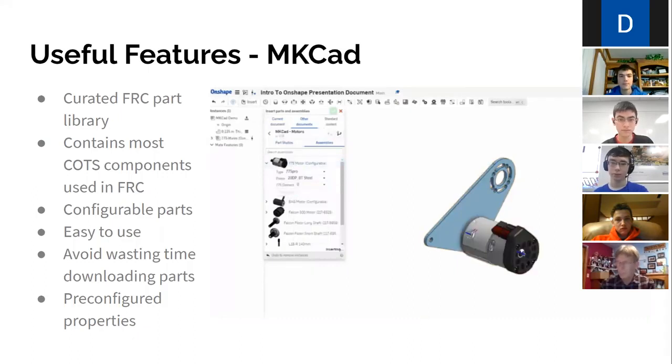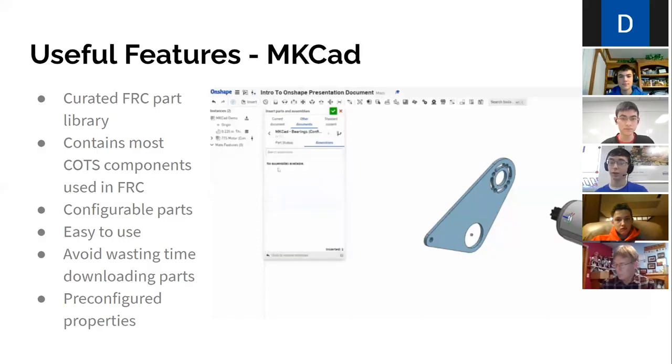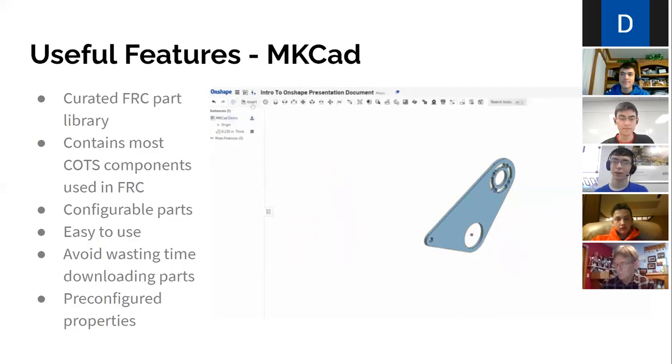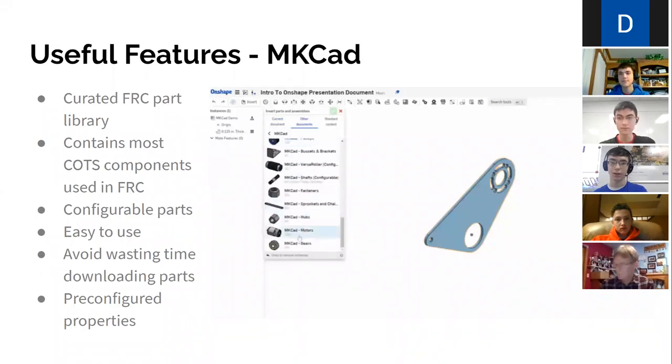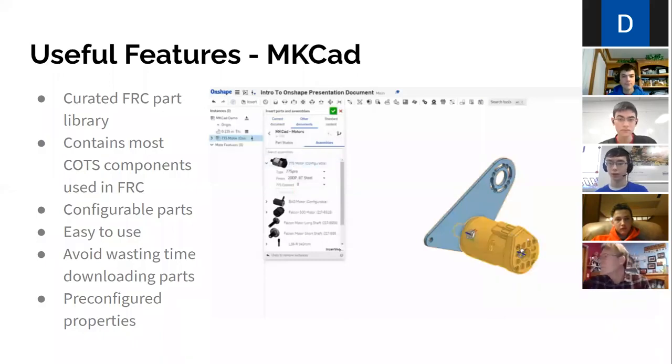In the GIF here, for example, you can just import a 775 Pro motor with the pinion on it and the 775 Connect. The great thing is all the appearances are set up correctly, all the weights are set up correctly, and it's so much faster than downloading parts off of the internet and importing them into the software, setting the appearances, setting the weight. It saves so much time with all these different pre-configured properties. It also has configurable parts that you can change the lengths of, and other commonly used FRC parts, such as certain sketches for drivetrains and so forth.